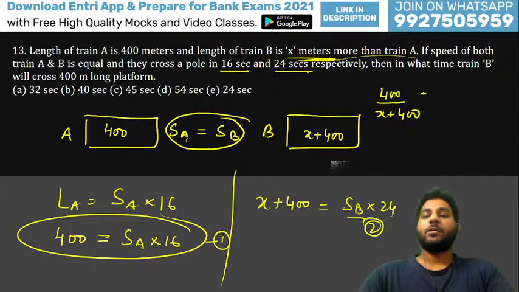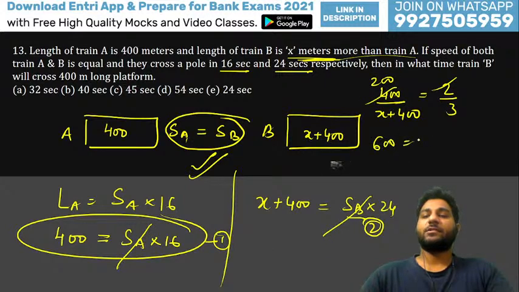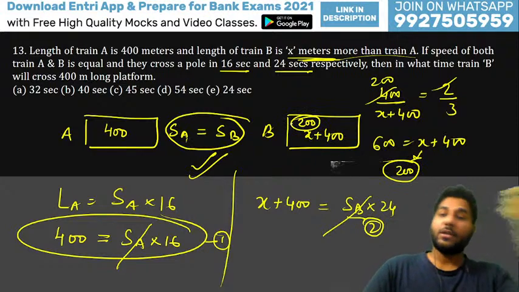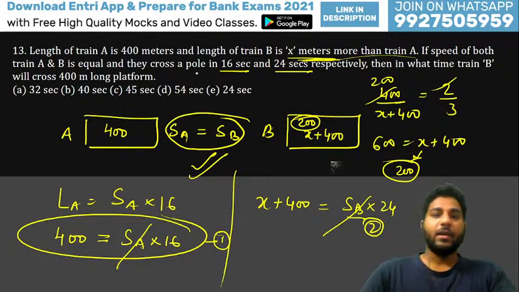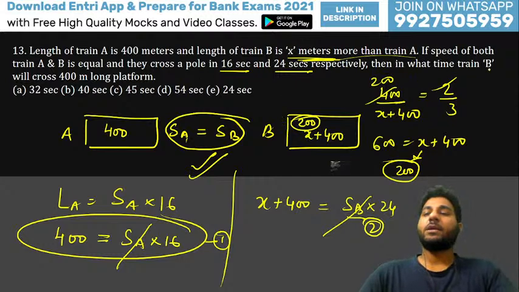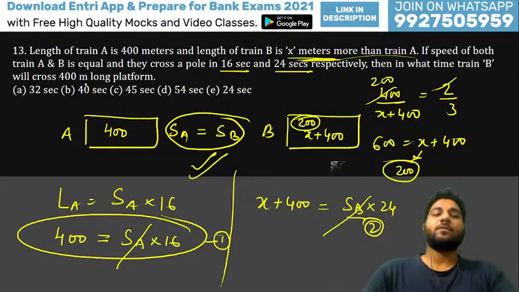Now when you divide equation 1 and equation 2, you will be getting 400 by x plus 400, and as you know that SA and SB are same, these two data will be eliminated. So 2 by 3 will be there. Look at this, 600 equals x plus 400. That means x must have been 200. So we have figured out that length of train B is 600. Now they are asking in what time train B will cross 400 meter platform.